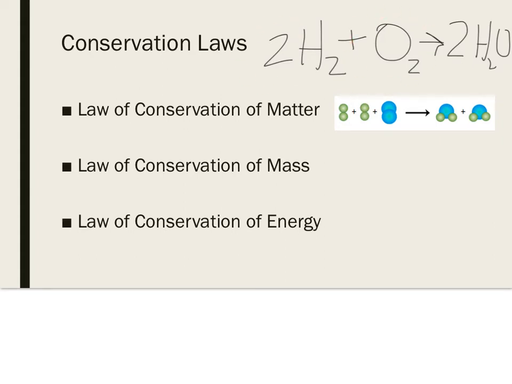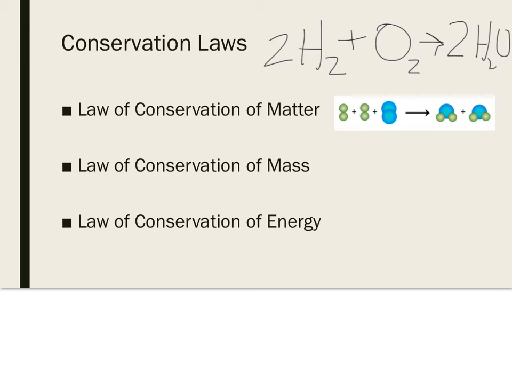With the oxygen, there are 2 oxygen atoms, so they're right here. Now if you look at the right-hand side, there are still 2 oxygen atoms in blue, and there are still 4 hydrogen atoms in green. They're just rearranged. So this shows that atoms were not created or destroyed, only rearranged.